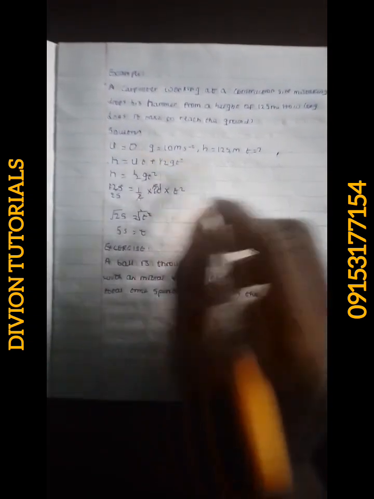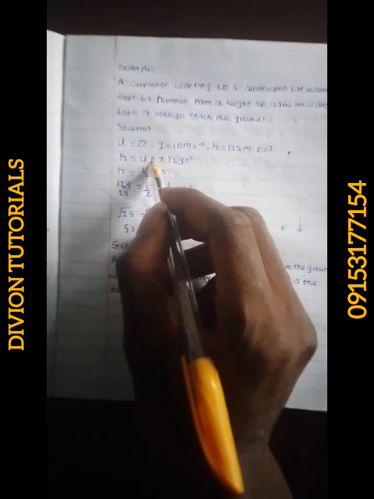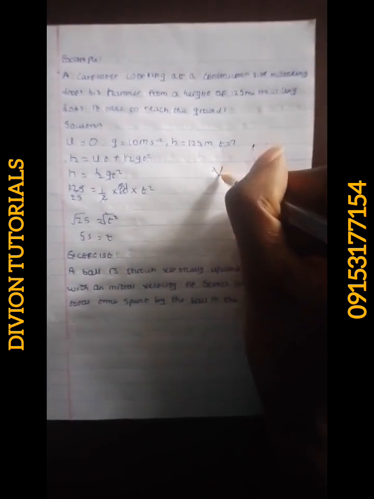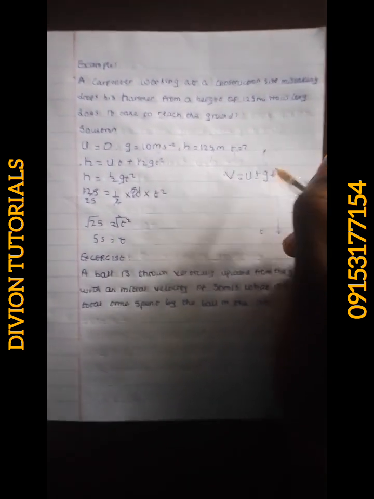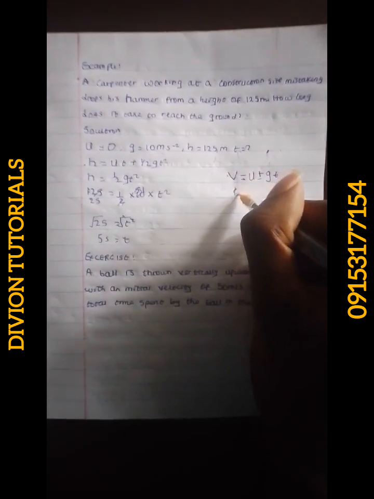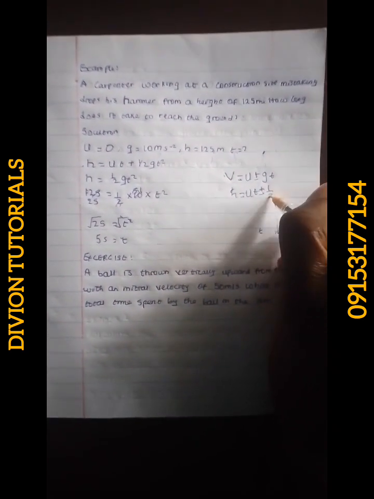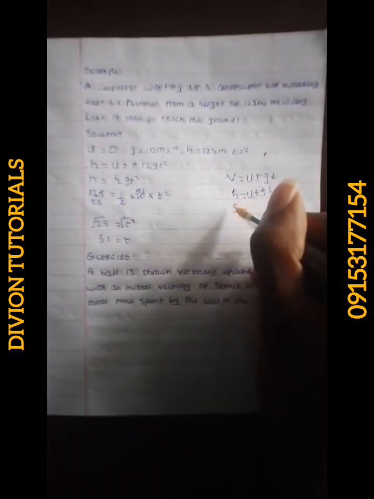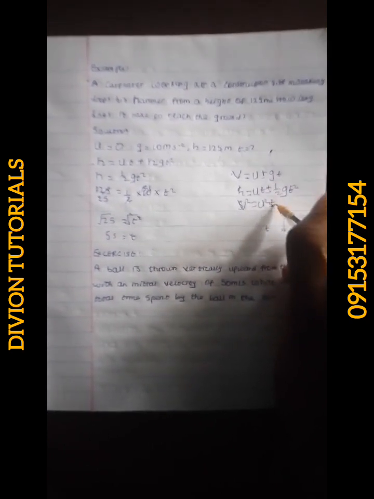So u equals 0, and we are looking for time. Which formula are you going to use? h equals ut plus half gt squared. So you are thinking, how do we get this formula? Remember, you must learn all these formulas. v equals u plus or minus gt. h equals ut plus or minus half gt squared. My handwriting. Then v square equals u square plus or minus 2gh.